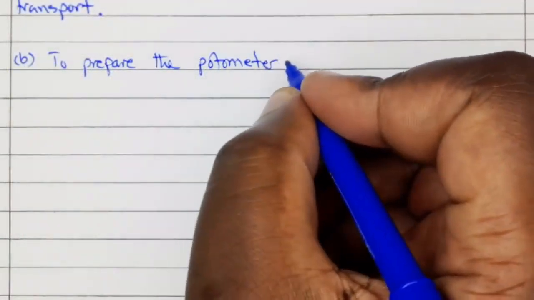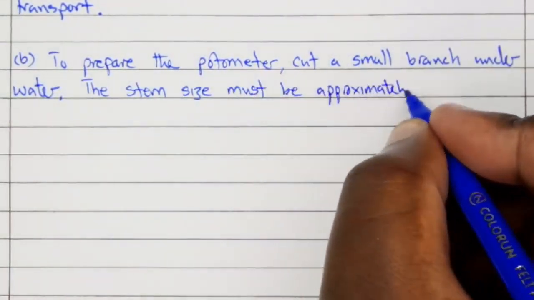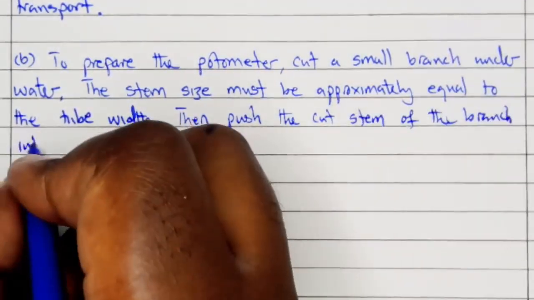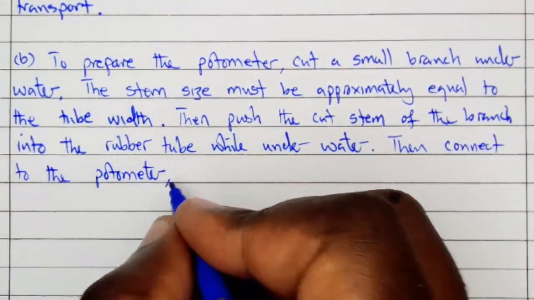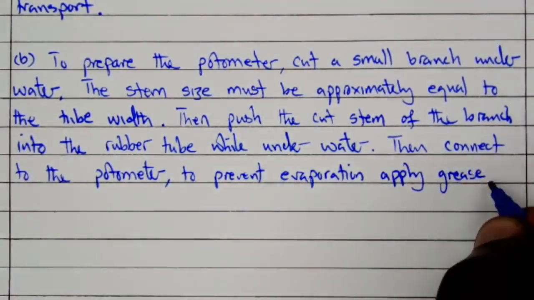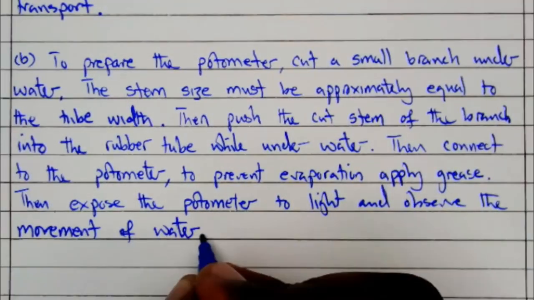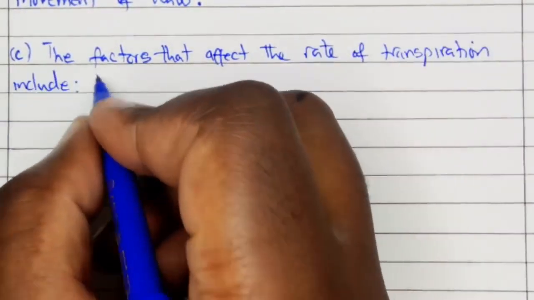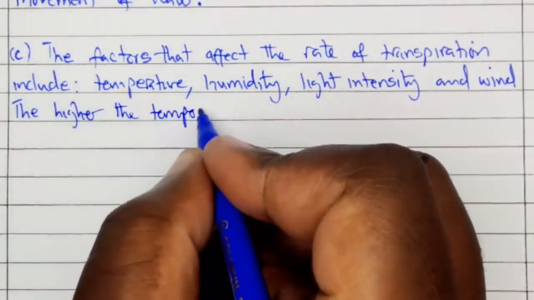Part B, to prepare a potometer, cut a small branch underwater. The stem size must be approximately equal to the tube width. Then push the cut stem of the branch into the rubber tube while under water to avoid air bubbles. Then connect the potometer. To prevent evaporation, apply grease, then expose the potometer and observe the movement of water in the meniscus.